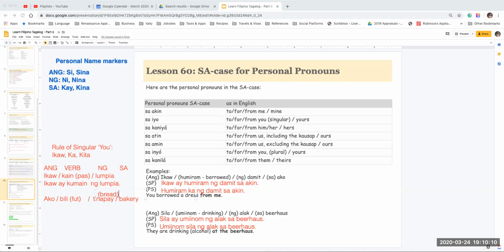Ako ay bibili ng tinapay sa bakery. Very good. Yes. That's it. One more.